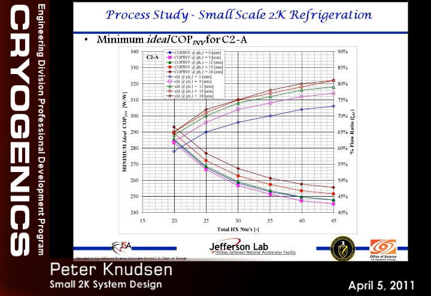This curve right here is total heat exchanger NTUs on this axis, so we vary from 20 to 45. And this axis is the minimum ideal COP inverse. So that was that point in the mean of the curve. So that's this curve right here, and that's for each pressure. We vary the pressures from 6, 9, 12, 15, 18, each one of the pressures you can see here.